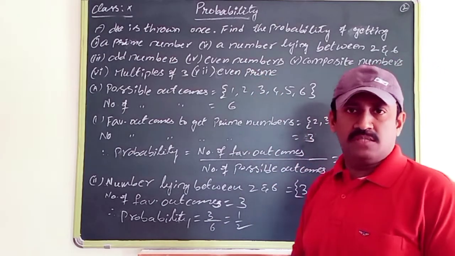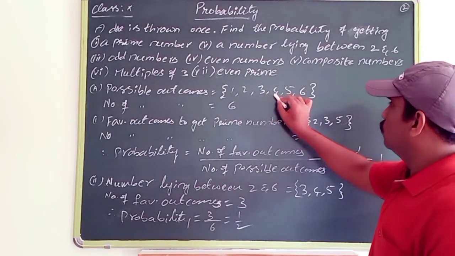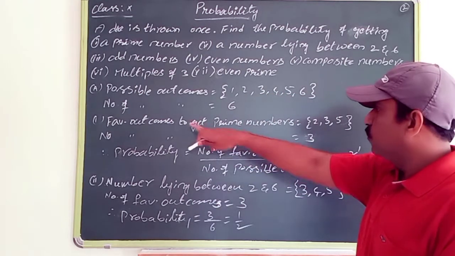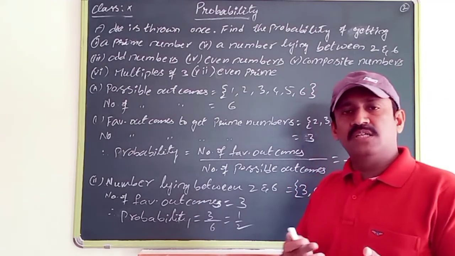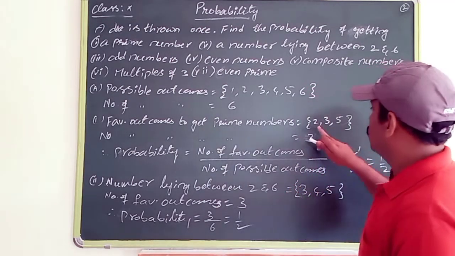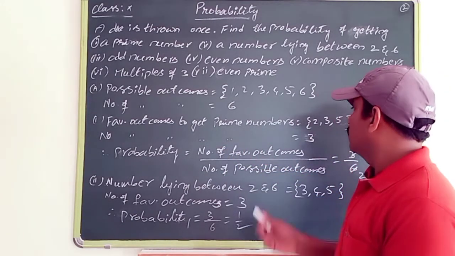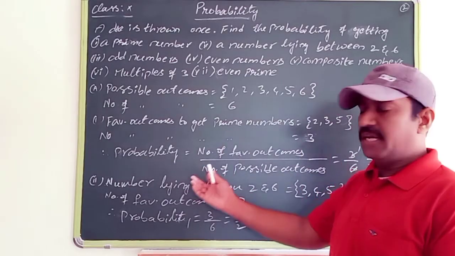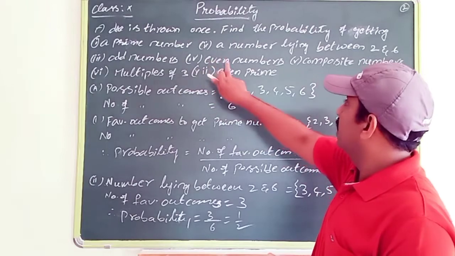And even numbers. What are the even numbers we have in this? 2, 4, 6. The same again. Favorable outcomes to get the even number are 2, 4, 6, which we write here. The number of favorable outcomes to get the even number is 3, and the probability again is 3 by 6, equal to 1 by 2, is the answer for even numbers also.